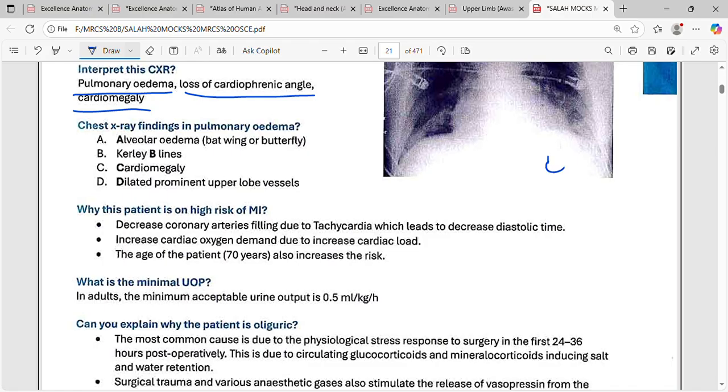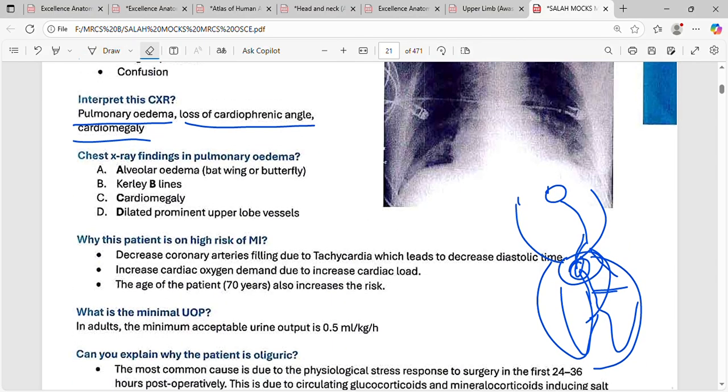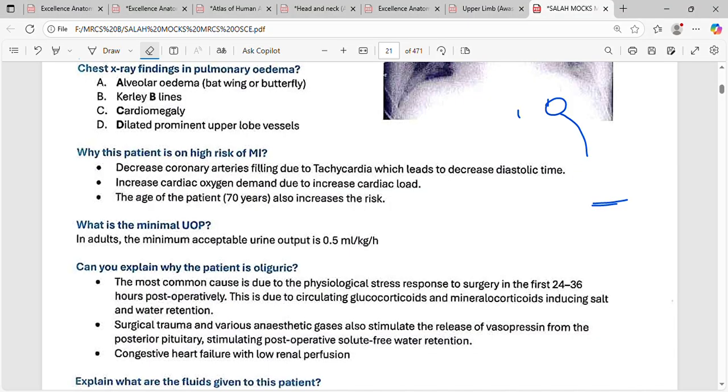Specifically, we have the SA node, which goes to the AV node, and this gives us the Purkinje fibers to both the heart chambers, the ventricles. So specifically, if there is ischemia of this AV node or the Purkinje fibers, there will be heart block.